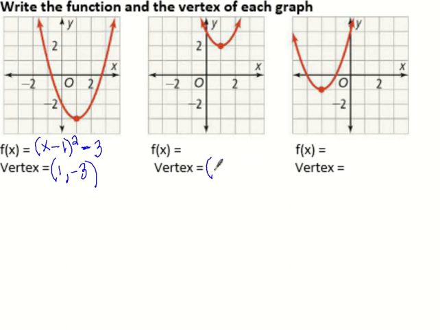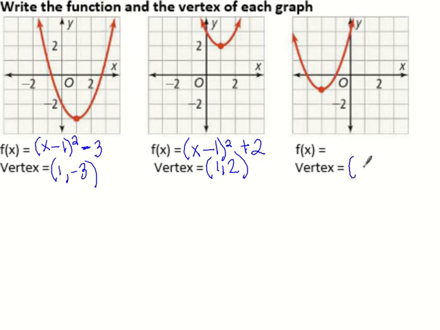So I have the vertex at (1, 2). Did I do okay? 1, 1, 2. Okay. So then I would have (x minus 1) squared plus 2. Okay. Opposite for h. Same as k. That's what you've got to remember. All right. Pause. Try this one.